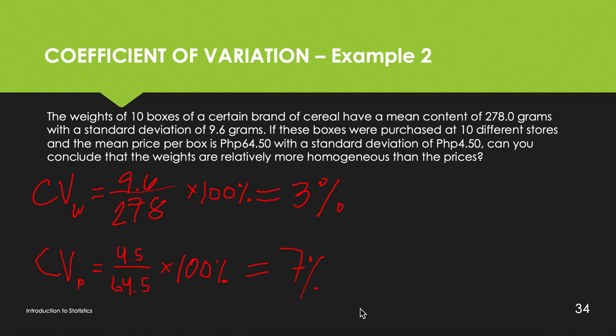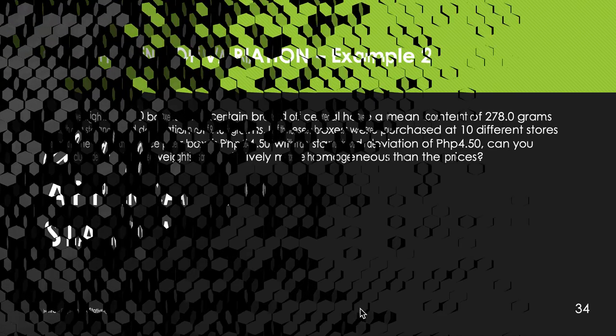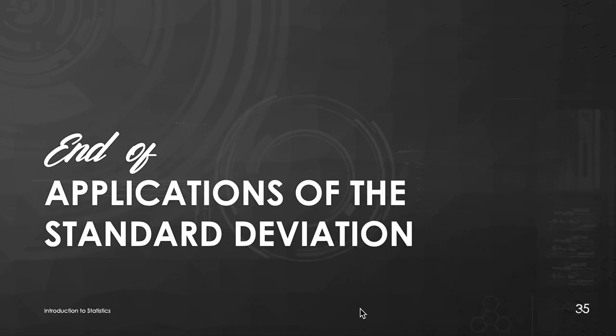Okay, so that's it for this video in this application of standard deviation, the coefficient of variation part one. So I'm going to see you next in the next application, that will be the Pearsonian skewness. Okay, so it's just the end of the coefficient of variation, by the way.